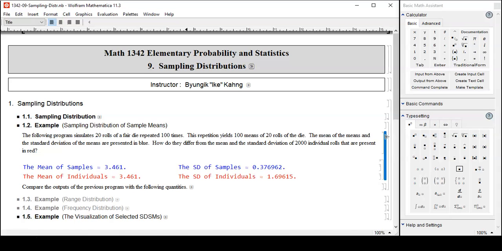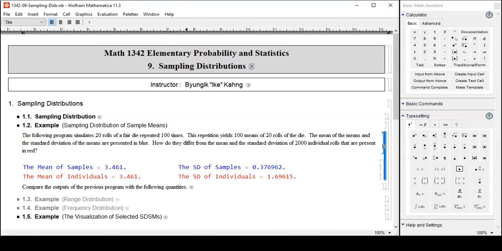Confusing? Yeah, quite possible. And those are represented in blue here. Now, how do they differ from just 2,000 individual rolls? Just take the average of them all. Well, if you look at the means, as you can see here, they're the same. So mean of means versus mean of individuals.